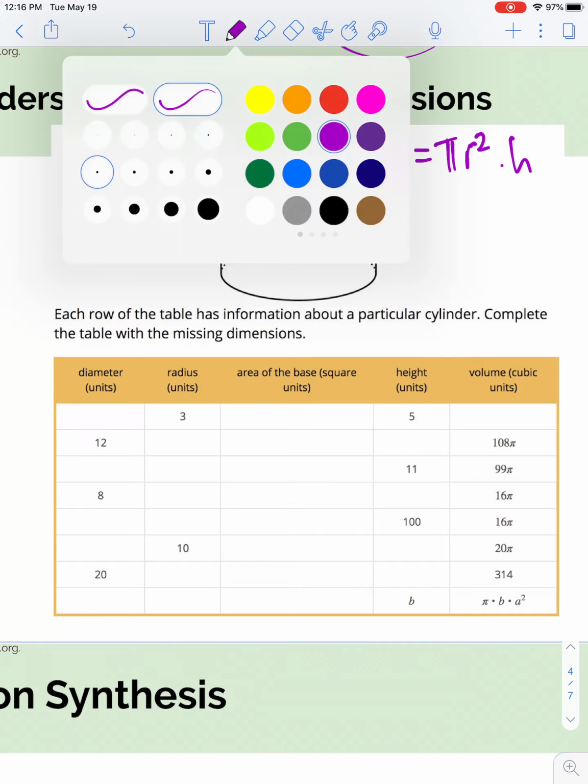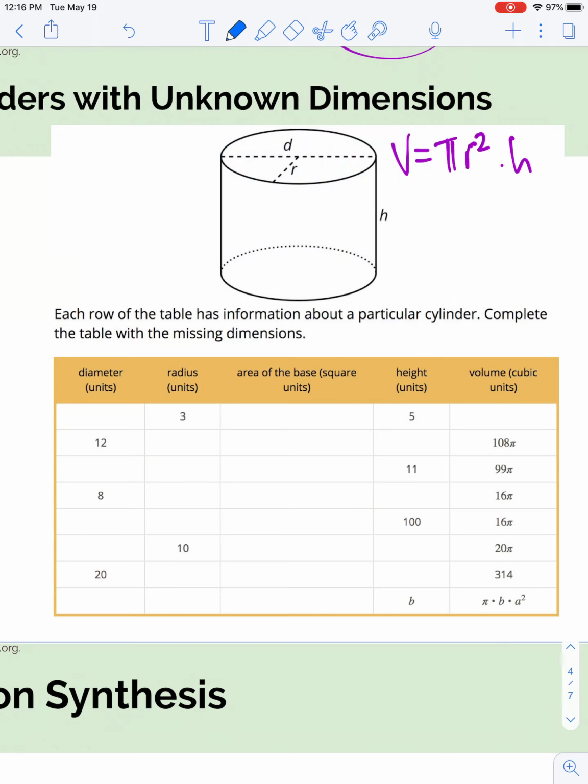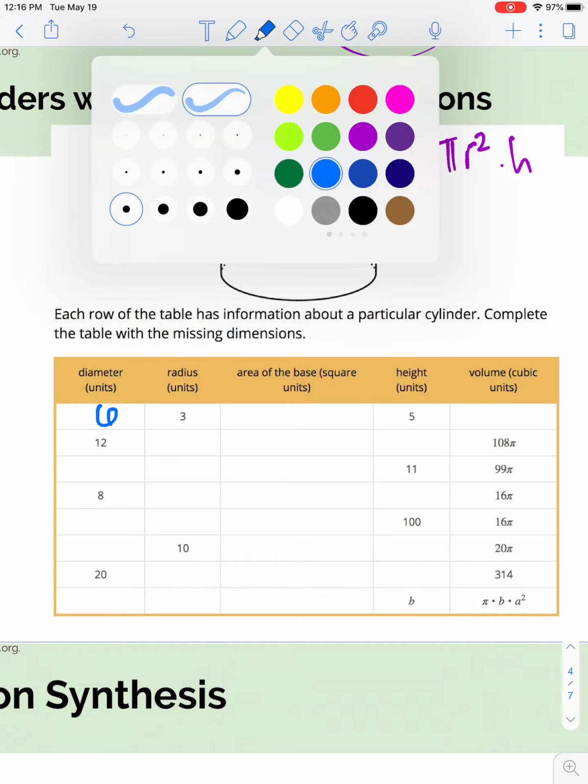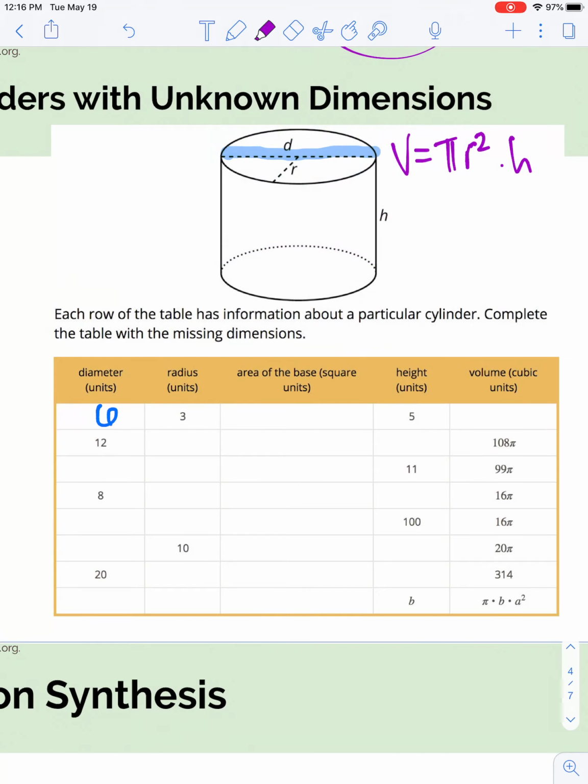So if the radius is 3, that means that I'm going to double 3 to get the diameter. 3 plus 3 is 6. So my diameter is 6. Remember, diameter is all the way across. Maybe I'll keep colors the same. So this is diameter, radius, is this.